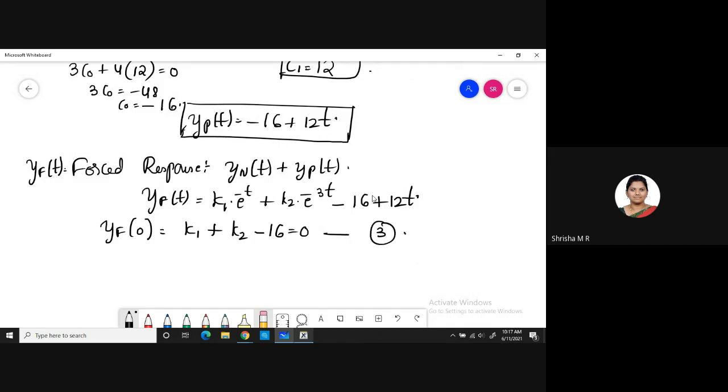Now you find the differentiation of this. Ma'am, we should not substitute the value of k, ma'am. No.